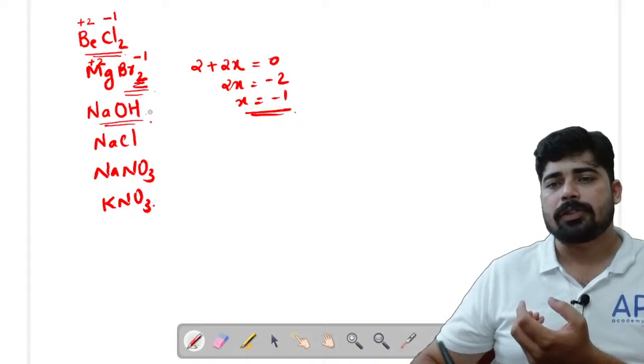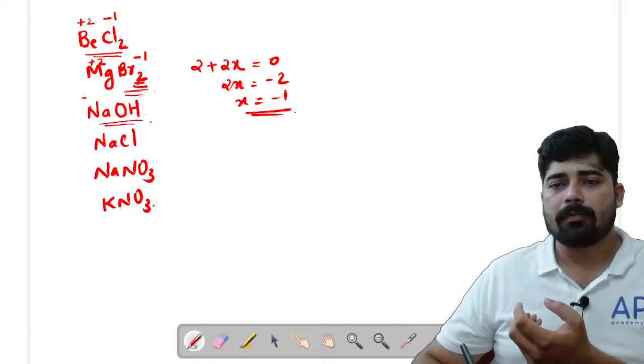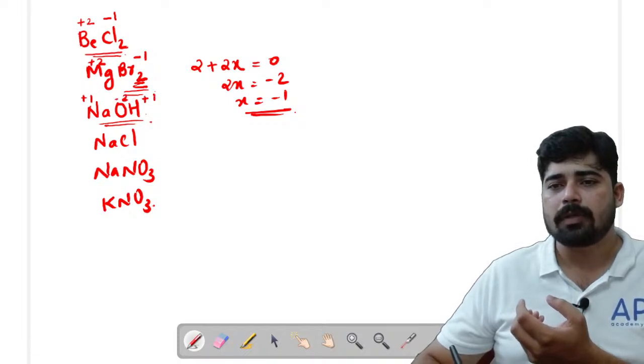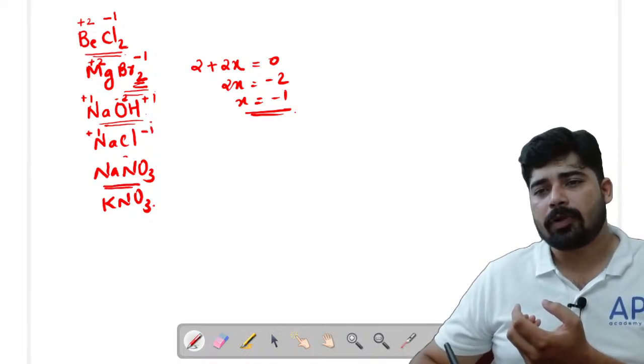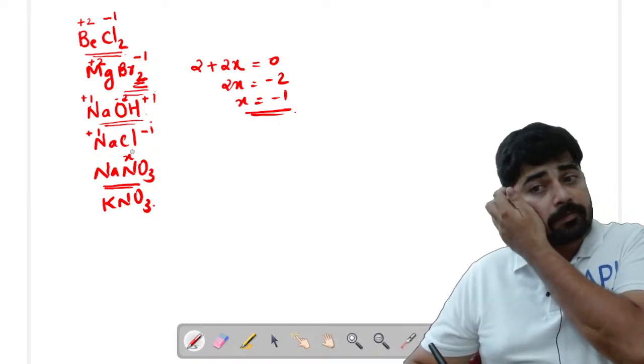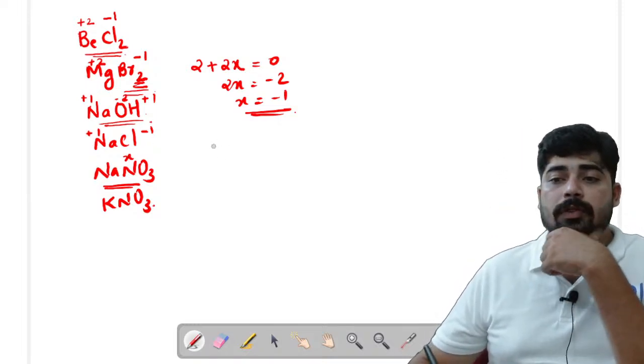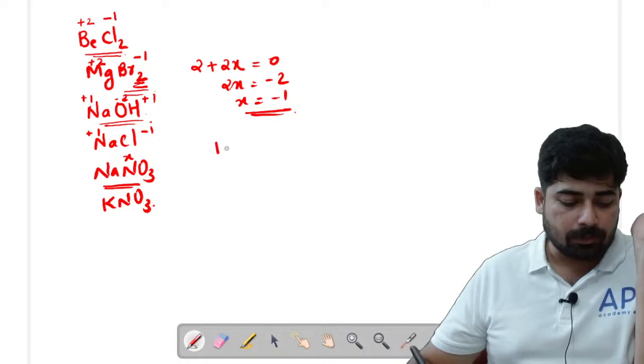Now in the case of NaOH, Na it is plus 1, oxygen it is minus 2, hydrogen it is plus 1. Sodium it's plus 1, fluorine it is minus 1. In the case of NaNO3, let's find the oxidation state of nitrogen. We know that sodium has oxidation state as 1.